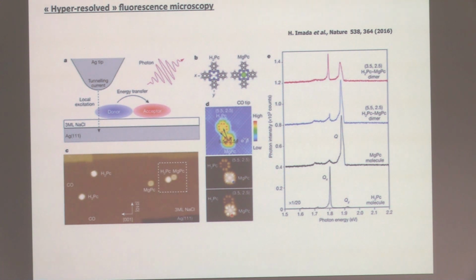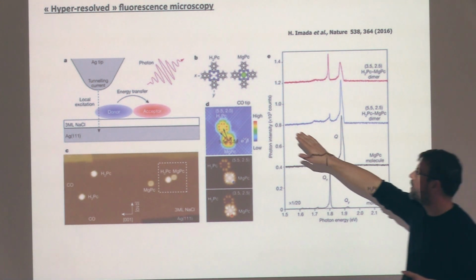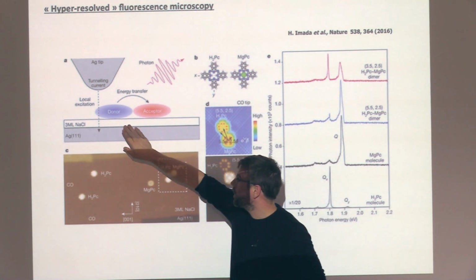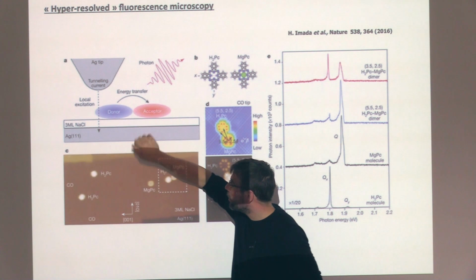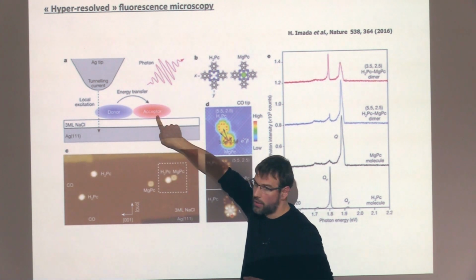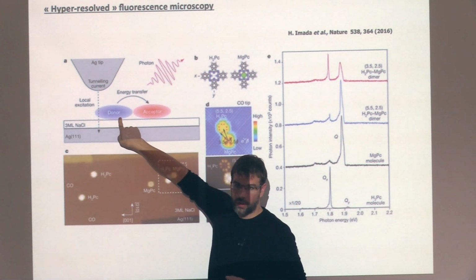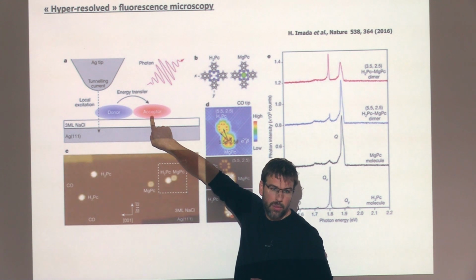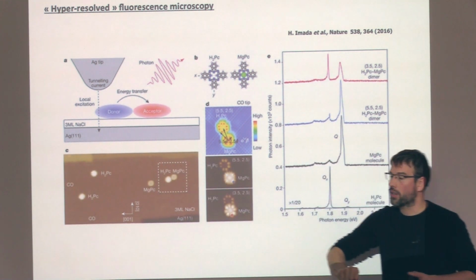Good. I also mentioned this work from the Japanese team. They used basically the same system, just with two different molecules, one H2Pc and one magnesium Pc. Actually, one has a slightly higher gap than the other. What they show is that by exciting one molecule, they could see the fluorescence of the neighboring one. You put this molecule in the excited state, and it can decay to the other molecule that acts as an acceptor. So: energy transfer between two molecules, and emission.